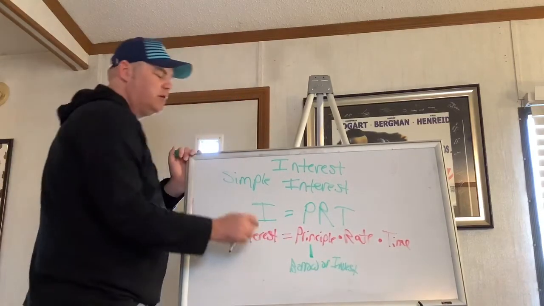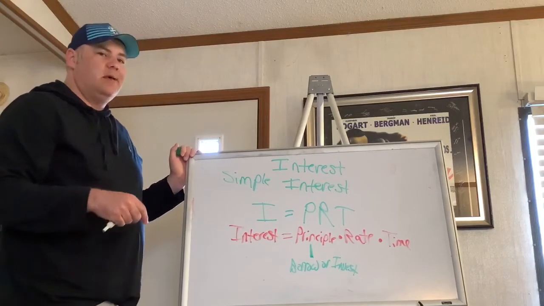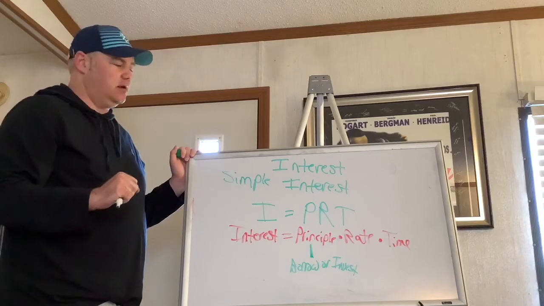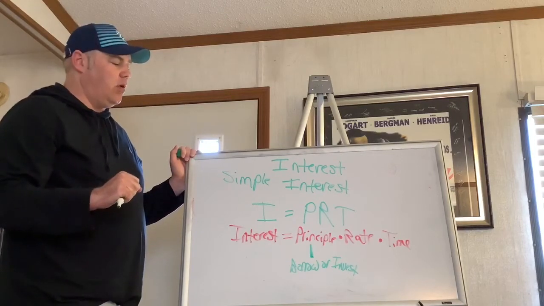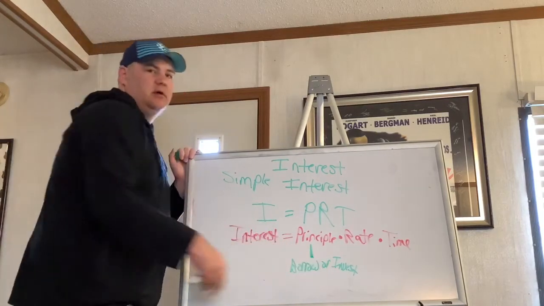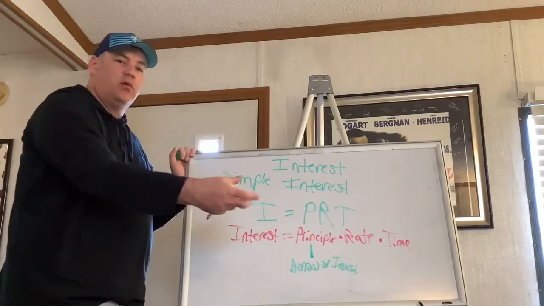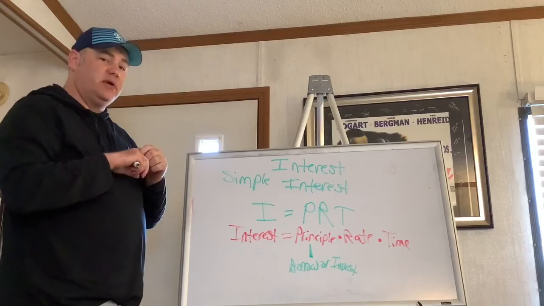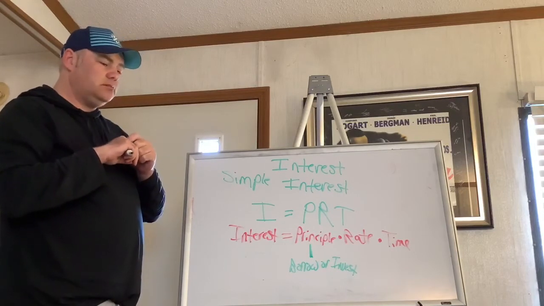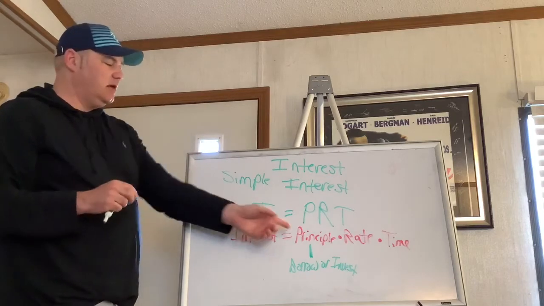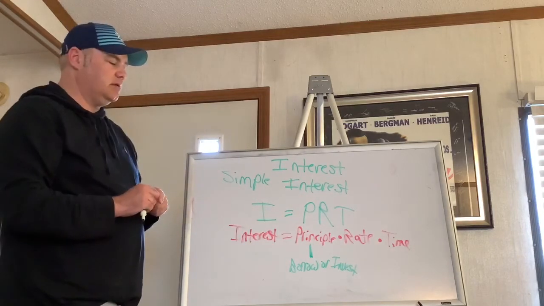Okay, so if we're working on a problem on borrowing, maybe I borrowed $1,000, or maybe I borrowed $10,000 to buy a car or something, or maybe I invested $10,000 in the bank. This is the amount that you put in or that you borrow. So that's your principal. So when I go to borrow, make a loan, and I borrow $10,000, that's the number that goes right here.